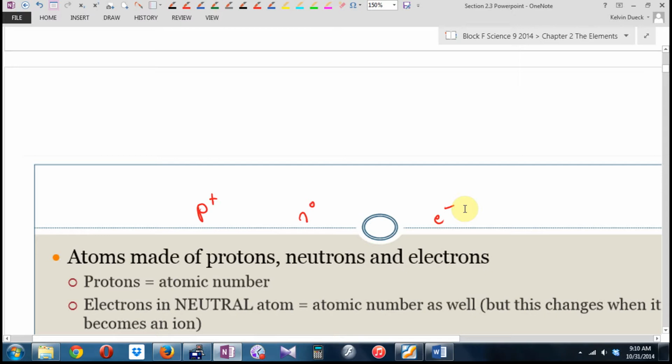Remember, we said that the protons are the atomic number. So on your periodic table, let's pick an element. I hit element number 56. Go find element number 56, please. Barium. What's its atomic number? How many protons does it have?